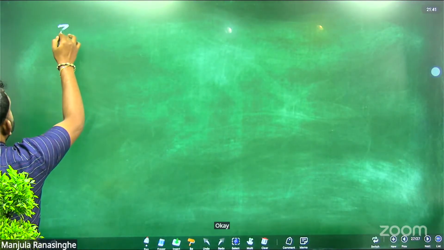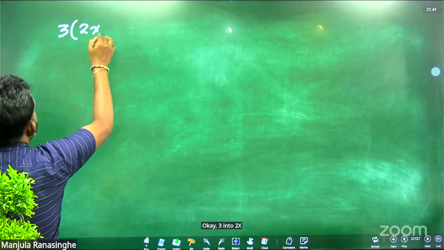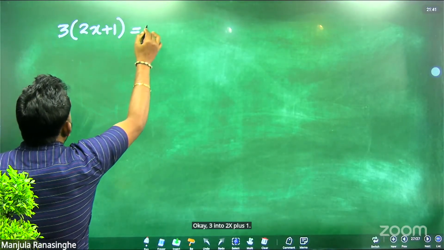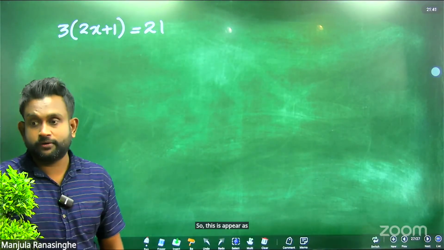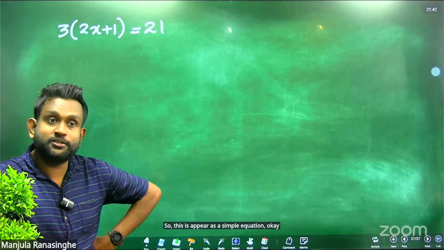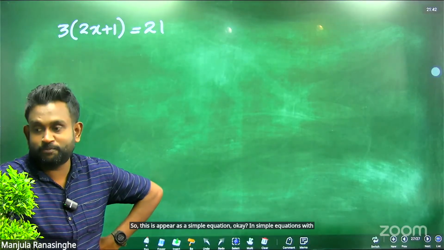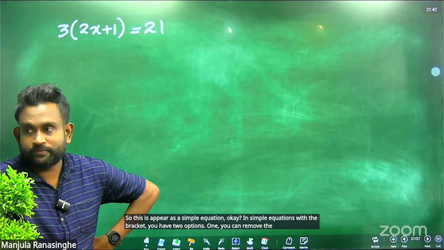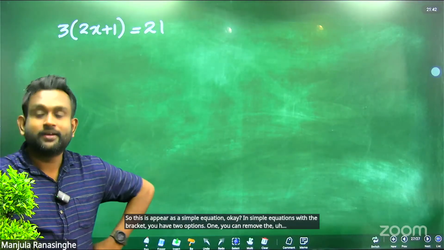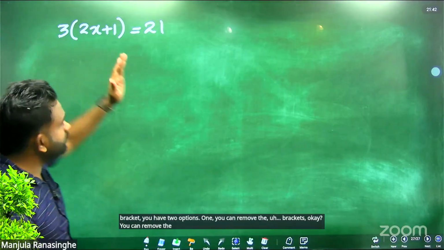Okay, 3 into 2x plus 1 equals 21. So this appears as a simple equation. In simple equations with brackets, you have two options. One, you can remove the brackets.